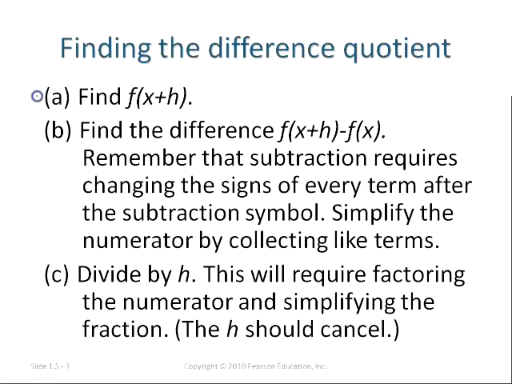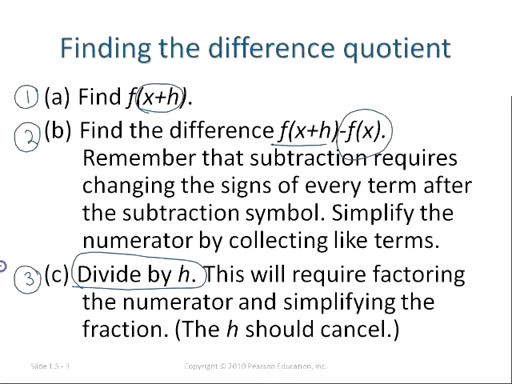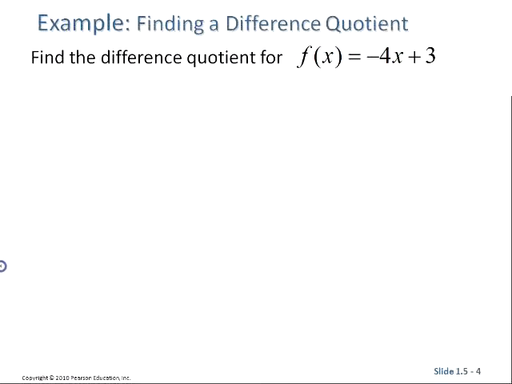We will find the difference quotient by breaking it down into 3 steps. The first step is to find f of x plus h. That means we're going to plug in x plus h everywhere we see x in our original function. The second step is to subtract the original function from what we just found. We'll have a little bit of algebra to do there, and we'll have to simplify like terms. The last step will be to take that answer and divide by h. So let's take a problem and see how to do this.